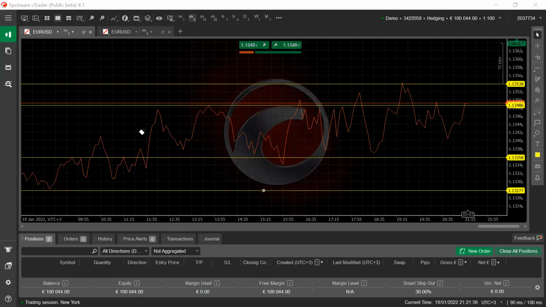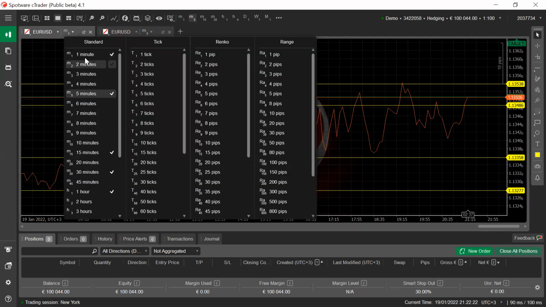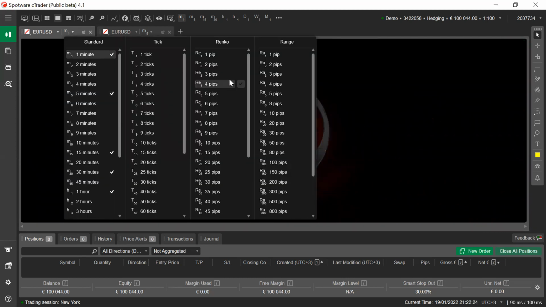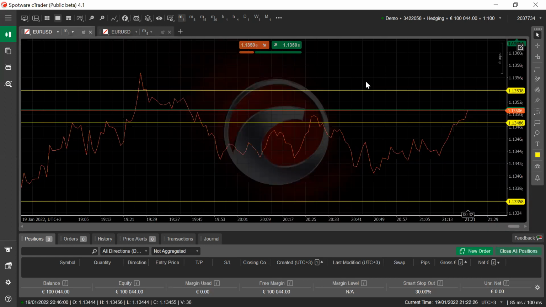Okay. So what I was saying, I'll try and explain it differently. So this is a 5-minute time frame. If I go down to a lower time frame, which is 1 minute, okay, so this is the 1 minute time frame.